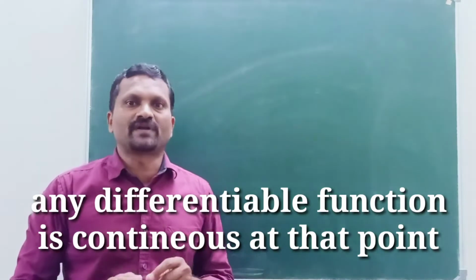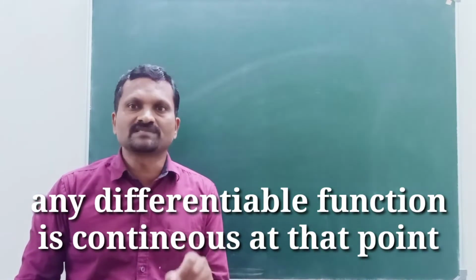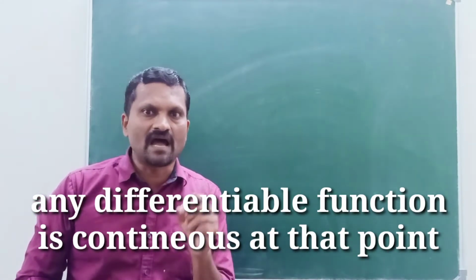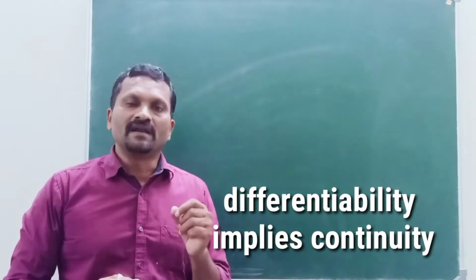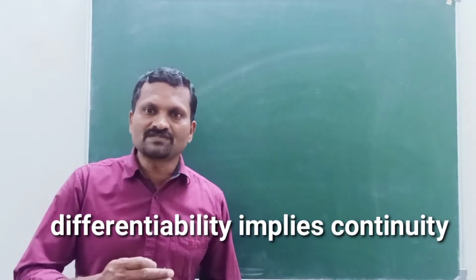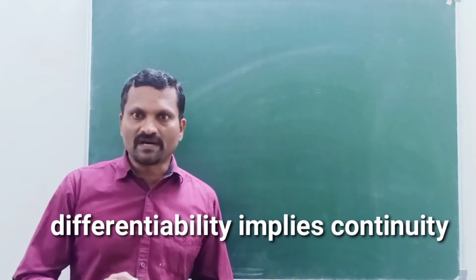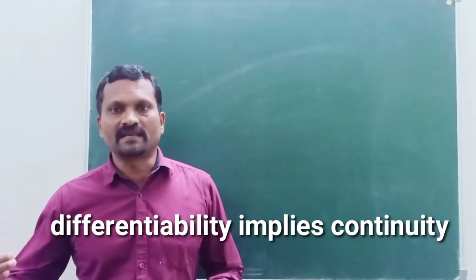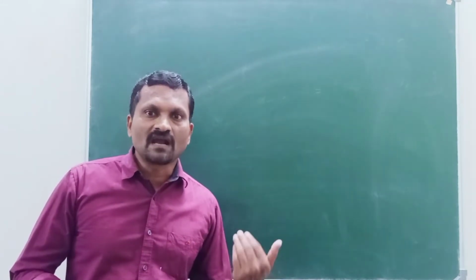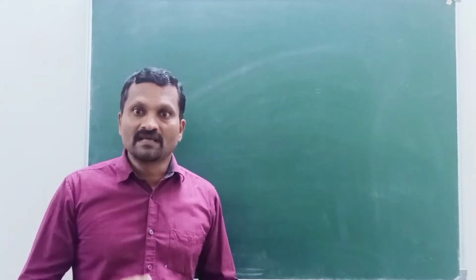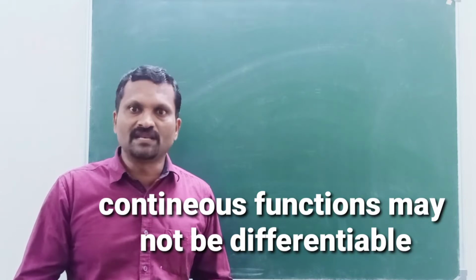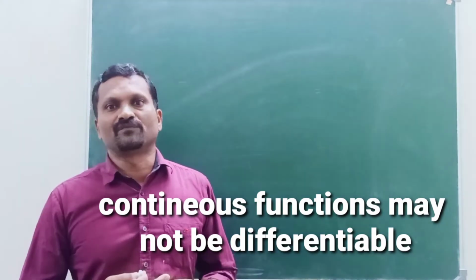That is, any differentiable function is continuous at that point. Simply, differentiability implies continuity. What is the converse of this statement? Now we proved that if a function is differentiable, then it is continuous. Differentiability implies continuity. Then what is the converse? Continuity implies differentiability. The converse is not true. That means if the function is continuous, then it may not be differentiable.